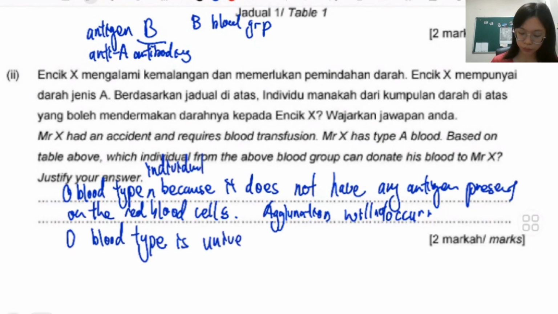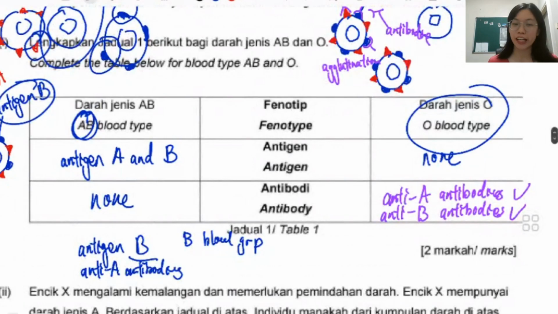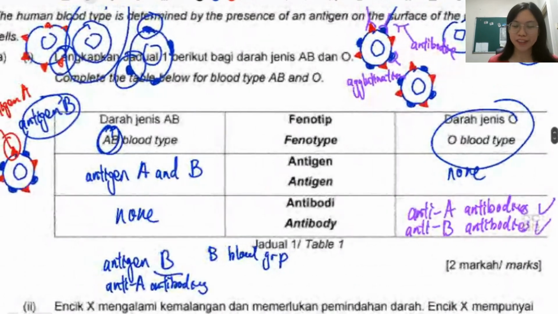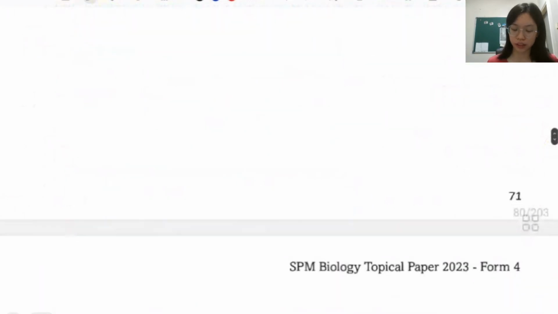the universal donor. So what about AB? It can receive from O, B, A, and AB, so it is a universal recipient. Okay, that's all for this.